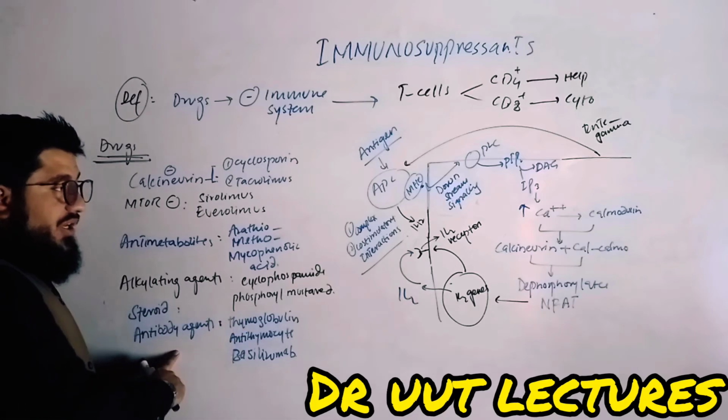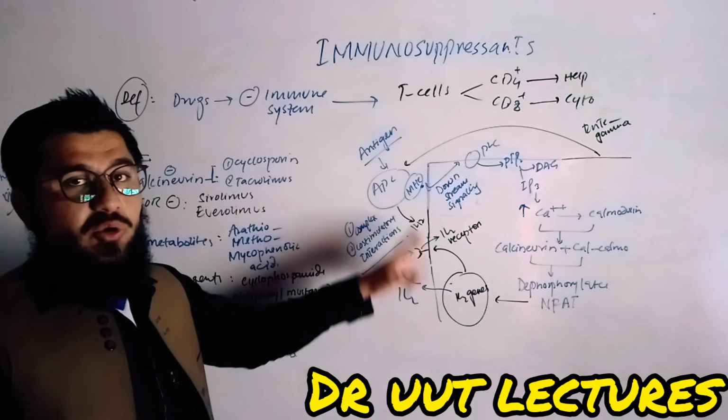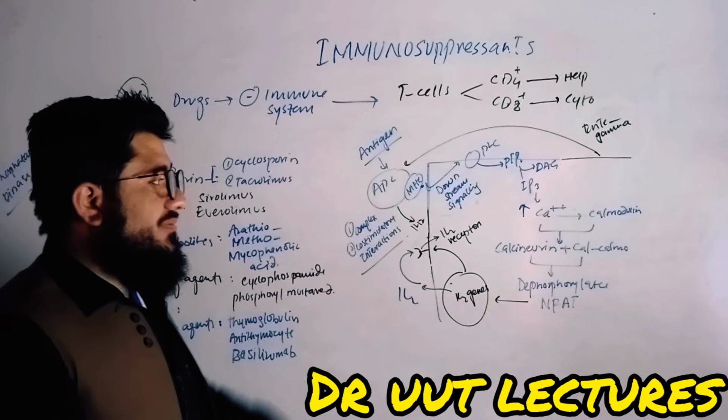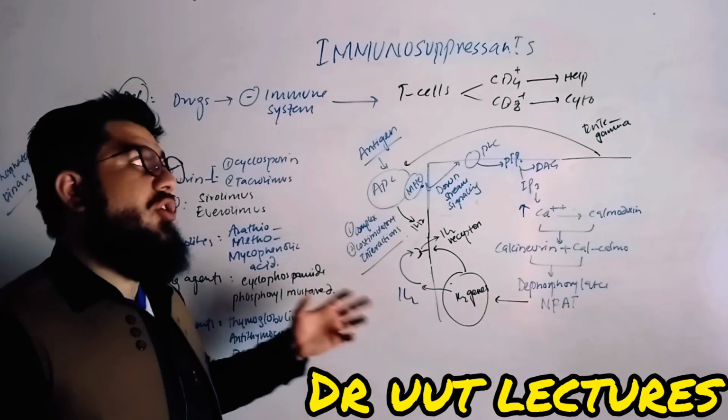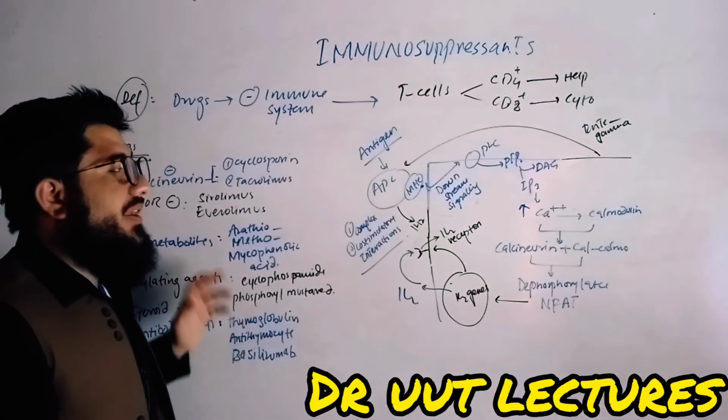So what are they doing? They are inhibiting the autocrine signaling. They are inhibiting the receptors present on the T cells. When the T cell receptors are inhibited, covered, then the autocrine signaling is not taking place. In short, the T cell is not going to be activated. So this is the entire pathway, cascade, and drugs.